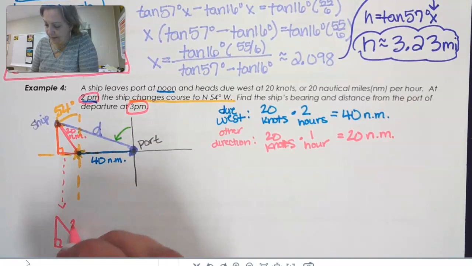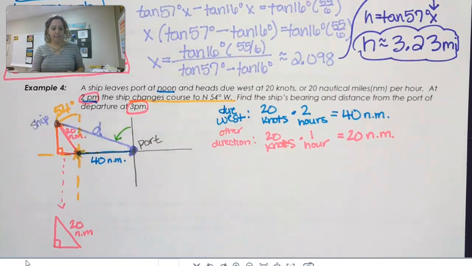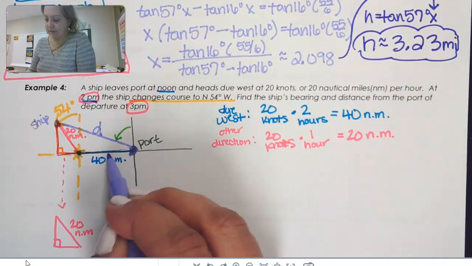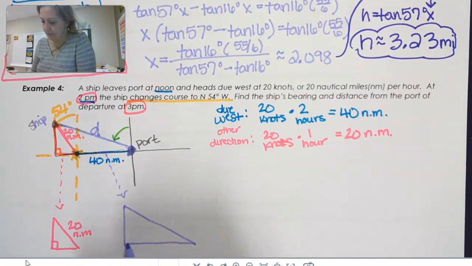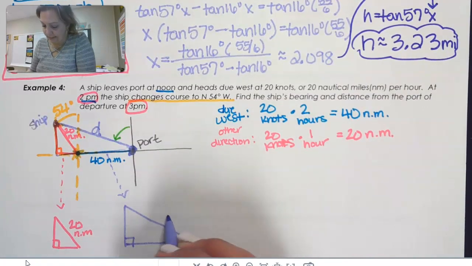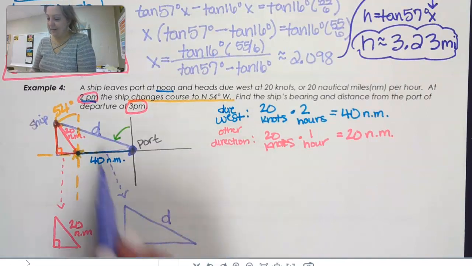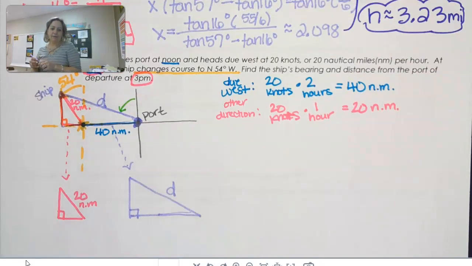And I know that this is 20 nautical miles. Another right triangle could be this one here. I don't know what these are, but I know that this is D, my distance. And then I know that this part of it is 40. If I had a name for this part, I could add that to the 40. So maybe let's do that.